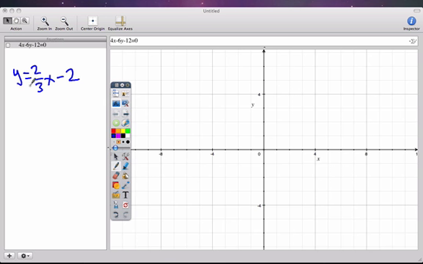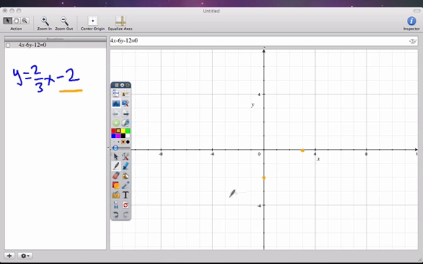Now remember, when we're graphing a y equals mx plus b equation, we always start with the y-intercept. And in this case, our y-intercept is -2. And now we're going to use our slope to count. Remember, our slope is rise over run. So we have a rise of 2 and a run of 3. And our slope is positive, so we're going to move that 3 in a positive direction.